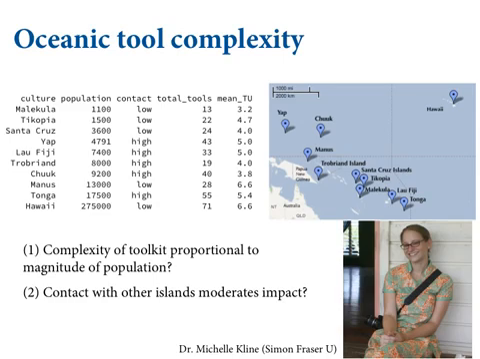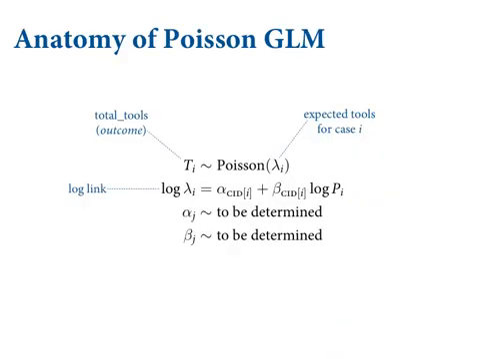So we're interested in whether the complexity of the toolkit is proportional to the magnitude of population, and the effect of contact rate. So we're going to make a Poisson GLM to do this, and this looks a lot like all the other GLMs. Total tools is our outcome, and then Poisson at the top, and then our lambda. It's going to be conditioned on things we know about each case i. And then our link is a log link now.